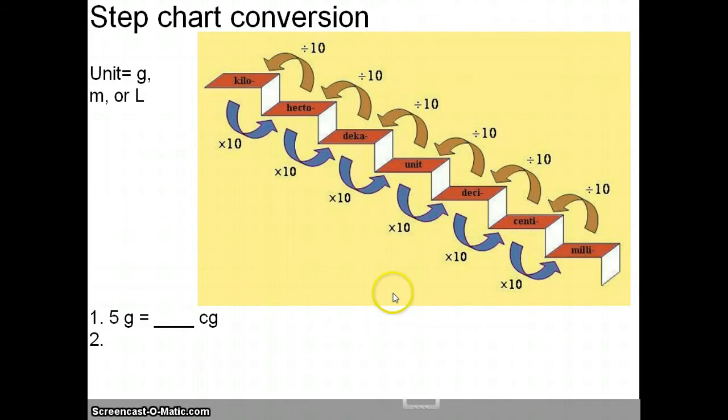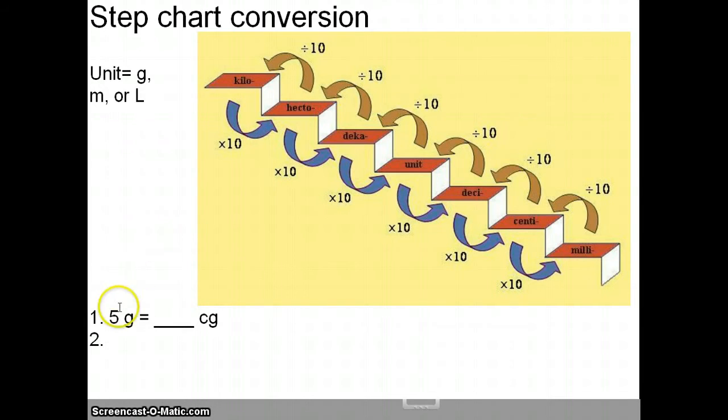So the base unit can be grams, meters, or liters. It's just whatever you are measuring. If you're measuring mass, then grams; volume, then liters; if you're measuring length, then meters. So it really depends on what you're measuring.